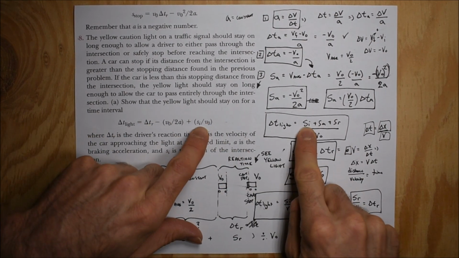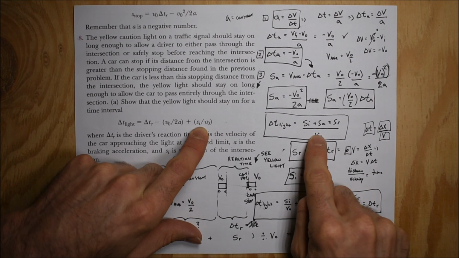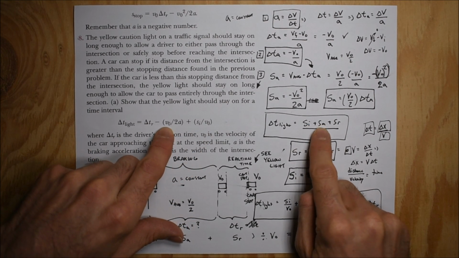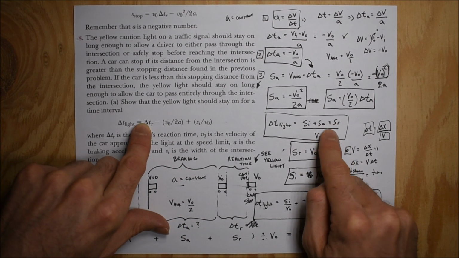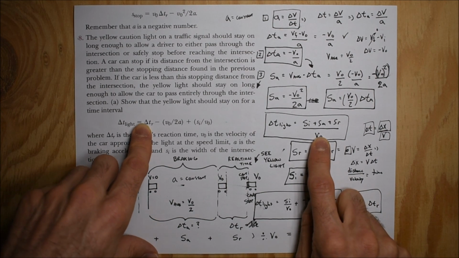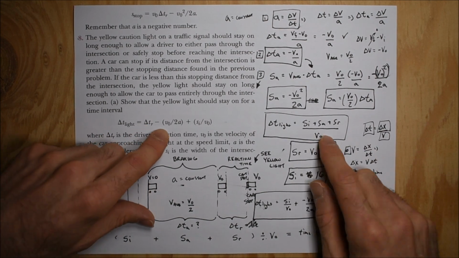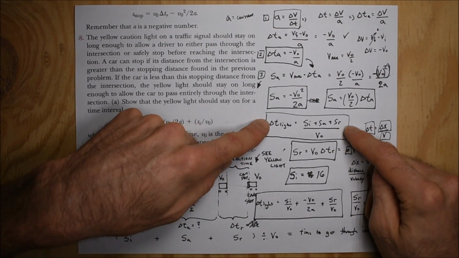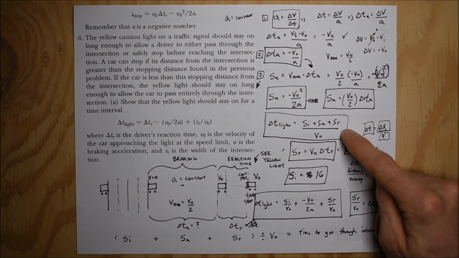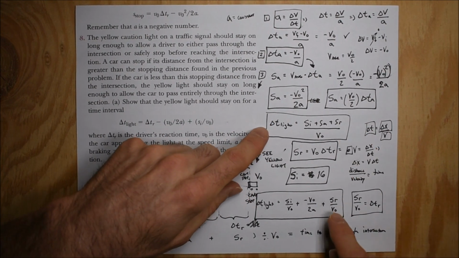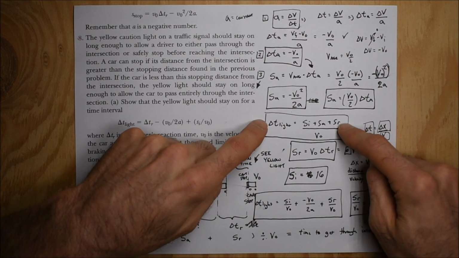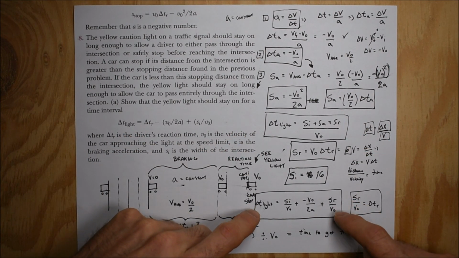So here's the SI part. This is SI over V naught. This is the SA over V naught. And this is the SR over V naught. Alright, so this looks tidy. Hell yeah, we got this. So how do we go from here down to here?